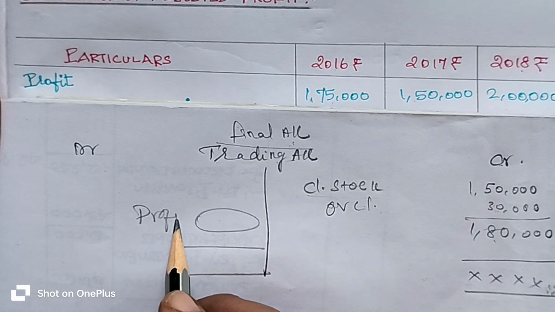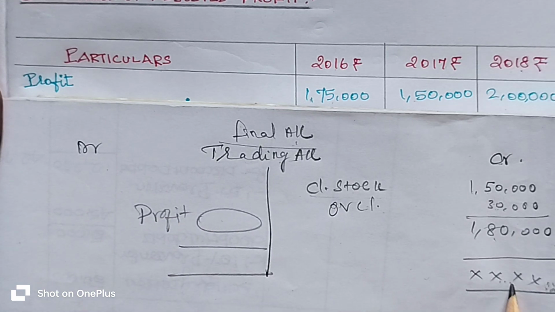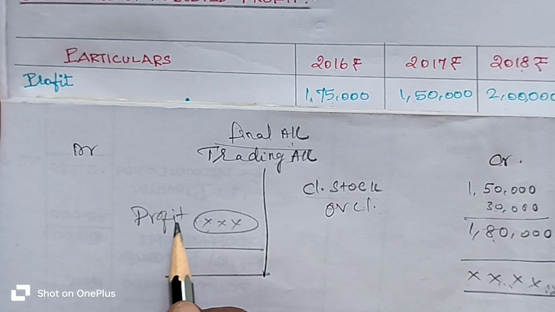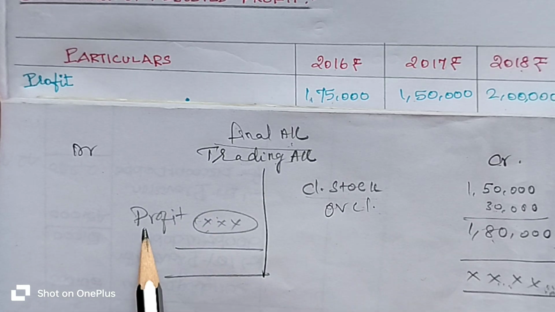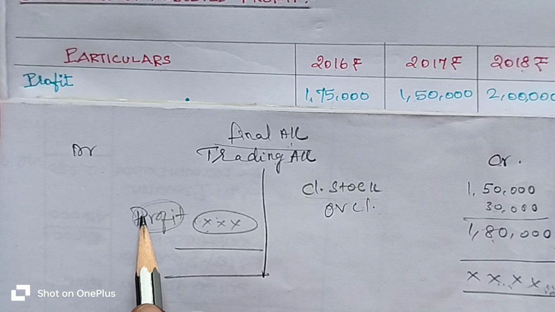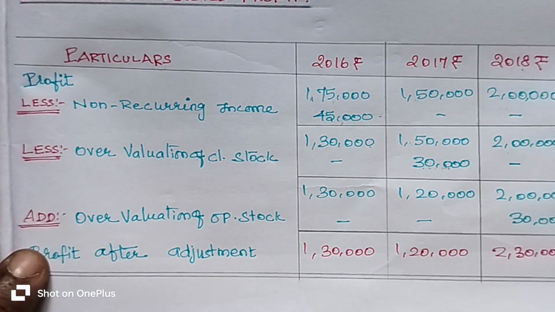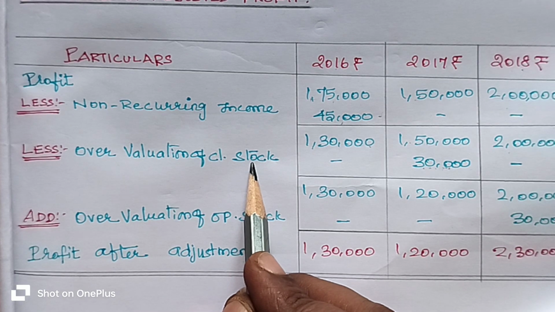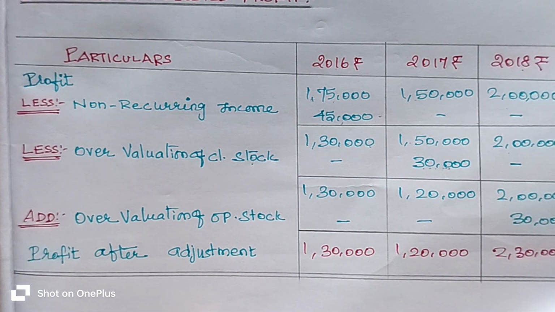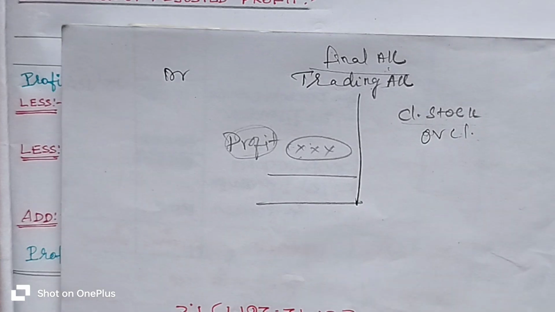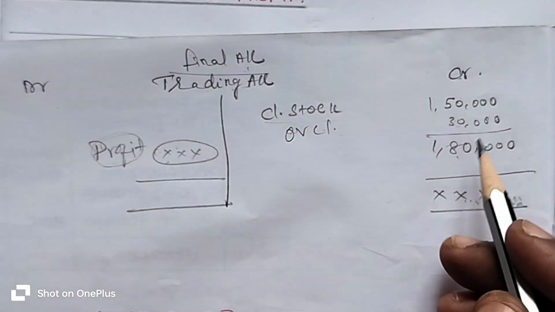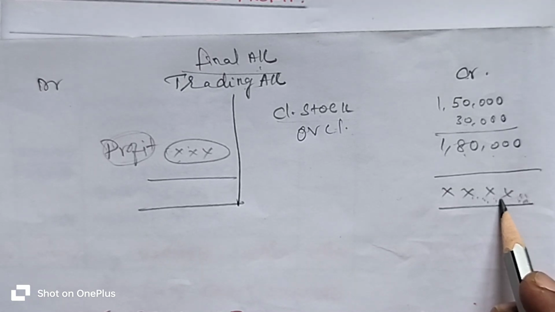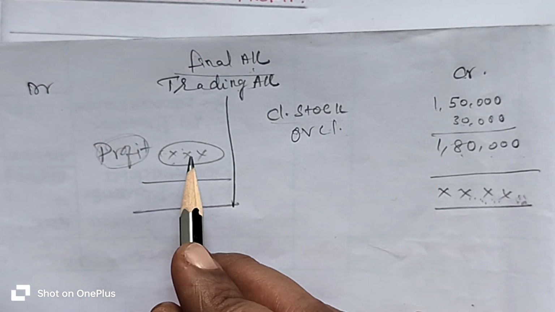If you get the total on the credit side, the balancing figure profit, you will get the profit on the debit side. So if the profit is increased, you have to subtract the overvaluation of the closing stock. Do you understand what I said? If the profit increased because of the overvaluation of the closing stock, you get the total on the credit side. As per the format, you will get the profit on the debit side.